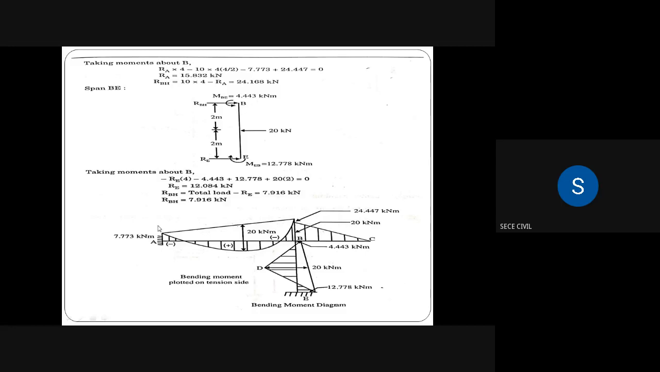In span AB, we are having a UDL, so because of the UDL the bending moment diagram will be a parabolic curve only. So they draw the parabolic curve. In span BE, they have a point load of 20 kilonewton. A point load means an inclined line, and they are connecting to the fixed end moment, since the support is fixed. So they connected that simply supported bending moment diagram to the fixed end moments also.